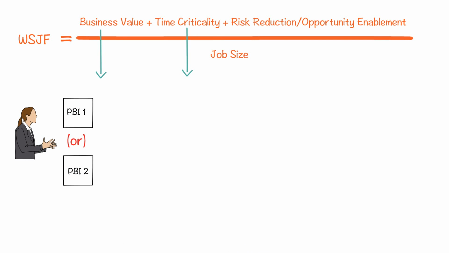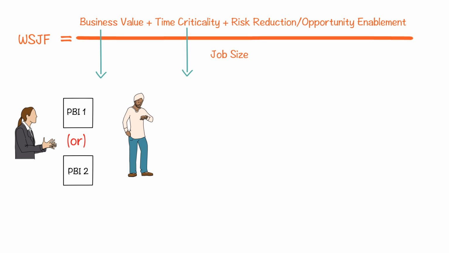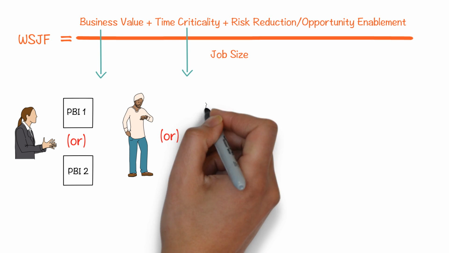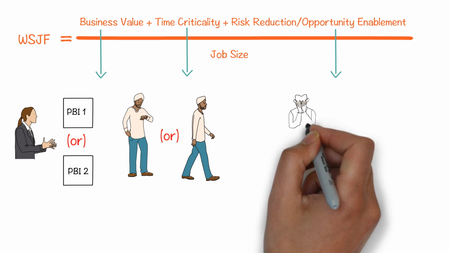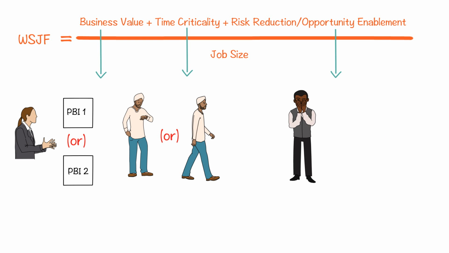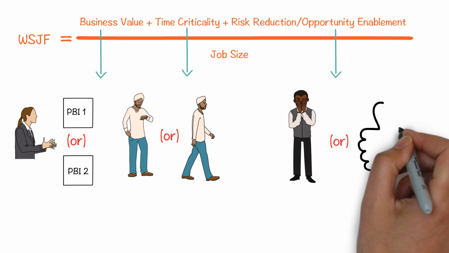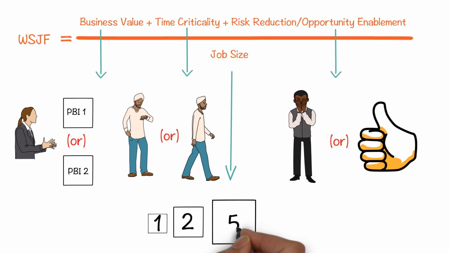Time criticality is your judgment whether the user will wait for you to release the new feature or will they move to a competitor. Risk reduction or opportunity enablement is the probability that implementation of this PBI can either reduce a future delivery risk or bring in a new business opportunity. Job size is the relative size of one PBI over the other.